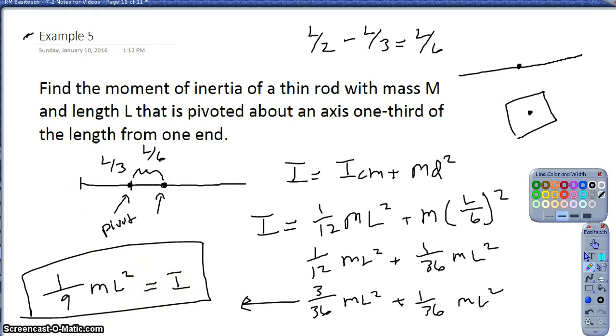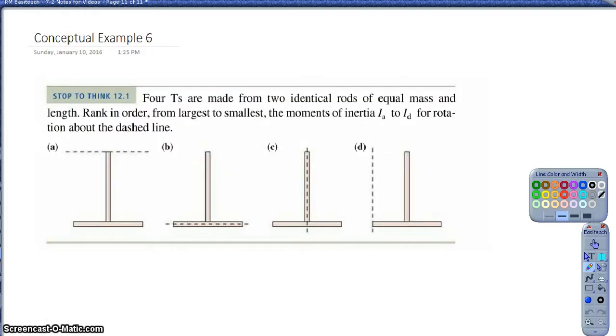But anyway, one last example and then we'll wrap up this section. So, a quick conceptual example, and certainly one I want you guys to try, so feel free to pause and then check with me in a moment when you agree or disagree. The 4 T's we have below are made from 2 identical rods of equal mass and length. Rank in order from the largest moment of inertia to the smallest moment of inertia.